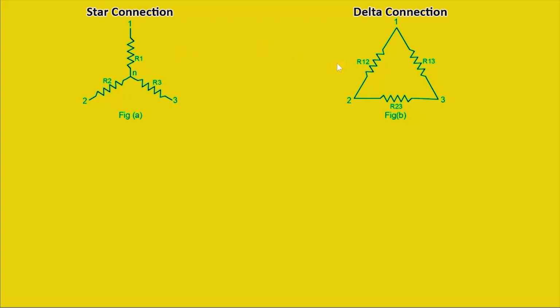If these two networks are to be equivalent, then the resistance between any pair of nodes of the delta connected network must be the same as that between the same pair of nodes in the star connection. First we will see star resistance in terms of delta resistances. Equating resistances between node pair 1 and 2 in figures A and B, R1 plus R2, which is between 1 and 2, is equal to, here between 1 and 2, R12 is connected in parallel with R13 and R23, which are in series.